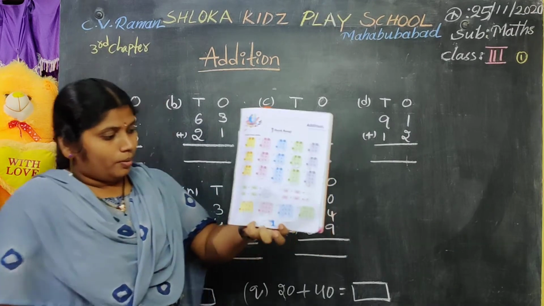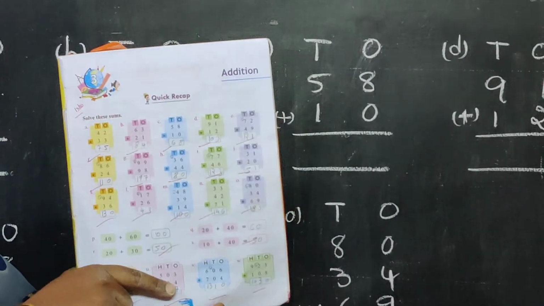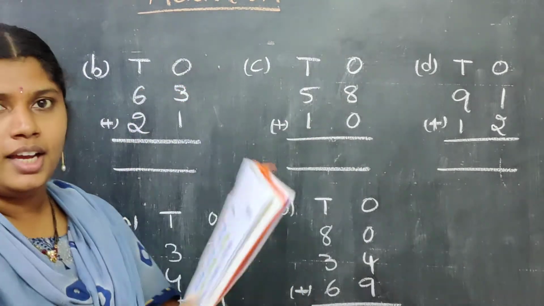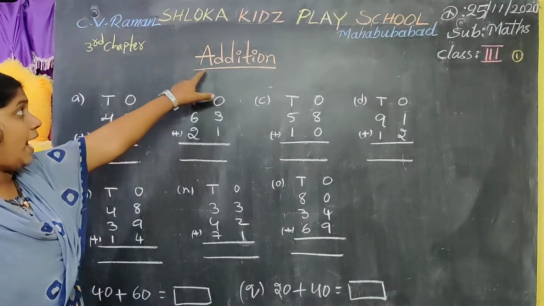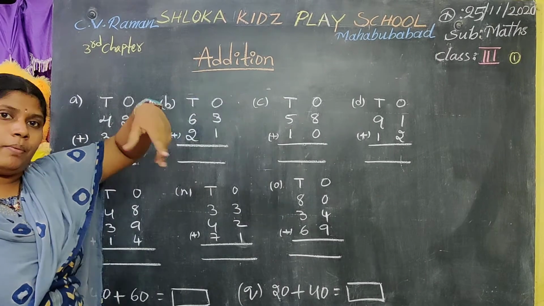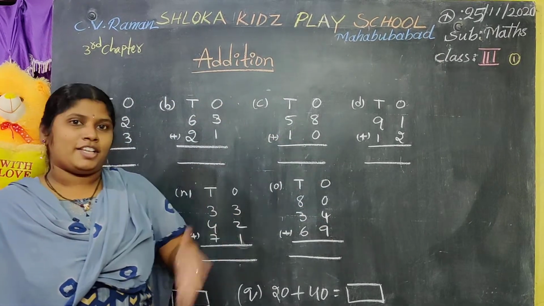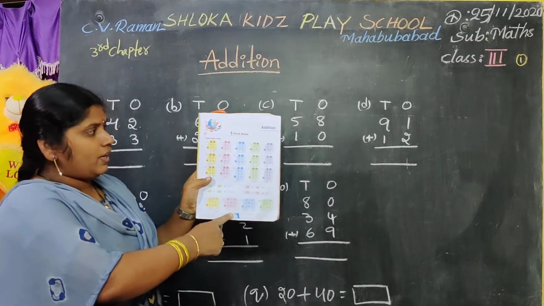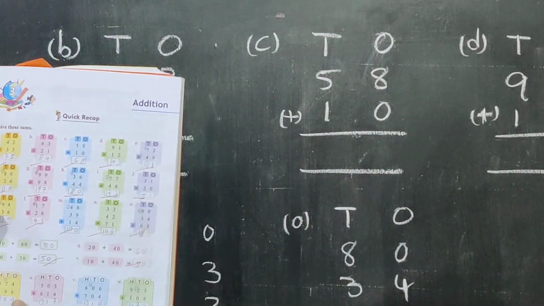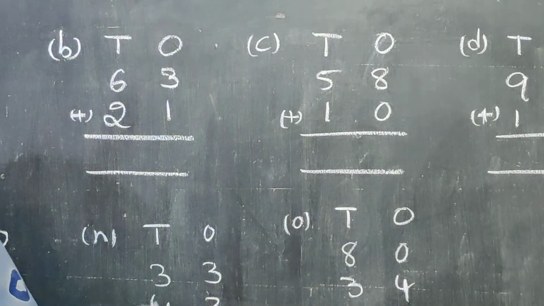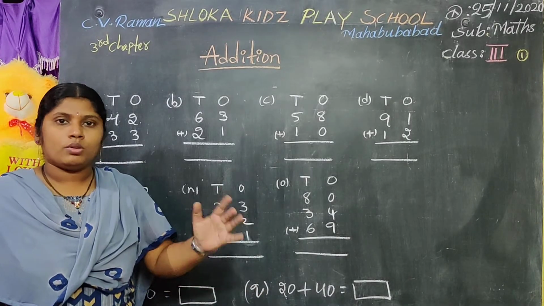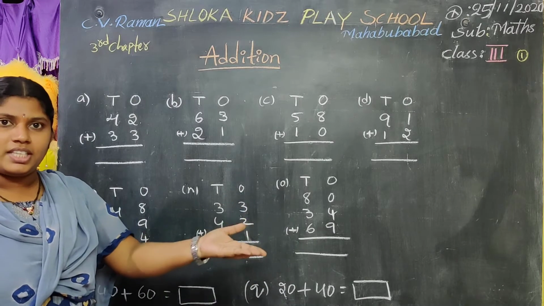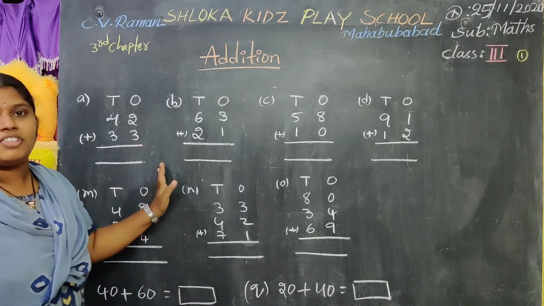So page number 27. In page number 27, you have the third chapter. What is the third chapter? Addition. So the third chapter is additions. From first class onwards, we are learning additions. In the first page, page number 27, some of the additions are there, which you have learned in the previous classes, that means in the second class. They are given for revision purpose.